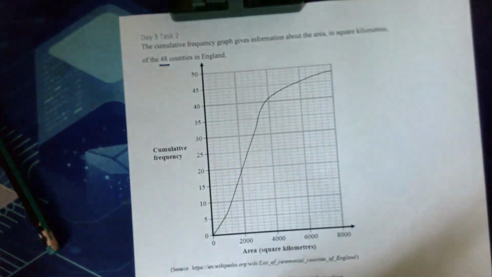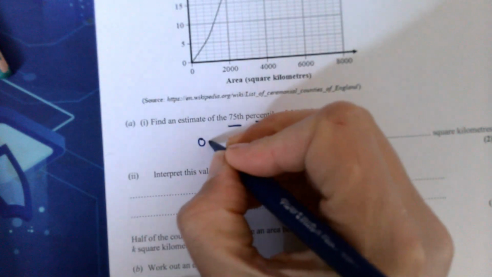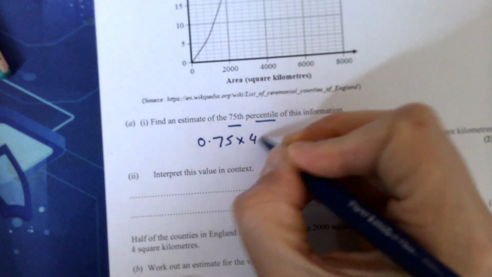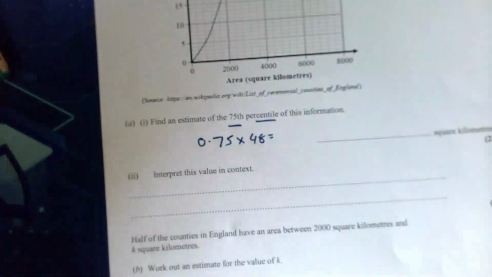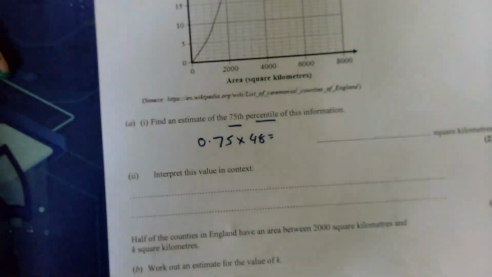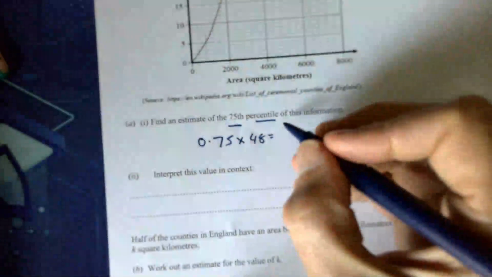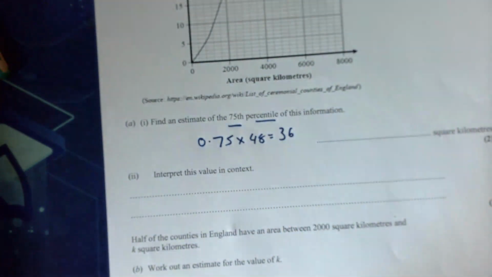Find an estimate for the 75th percentile. So 75% as a decimal is 0.75. Times that by 48, that tells me the number I need to read off because I'm working out 3/4 of 48. Some of you can do that in your head. However, I'm going to do it on my calculator to get the answer of 36. So I want to find out where 36 is.